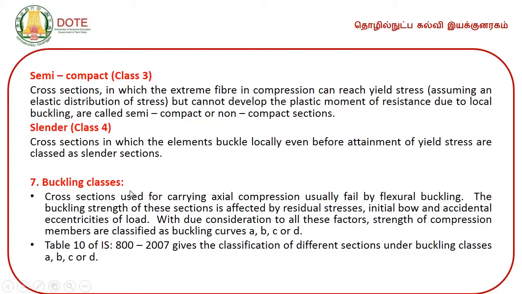And other classes are the buckling classes. See, buckling classes, of course, specify the strength of the compression member based on the buckling class, and there are 4 curves: buckling curve A, B, C and D, and buckling strength of these sections is affected by the residual stresses, initial bow and accidental eccentricities of the load. And again there are 3 terminologies: buckling class, buckling of the section or buckling of the element of the member, which is probably due to residual stresses.